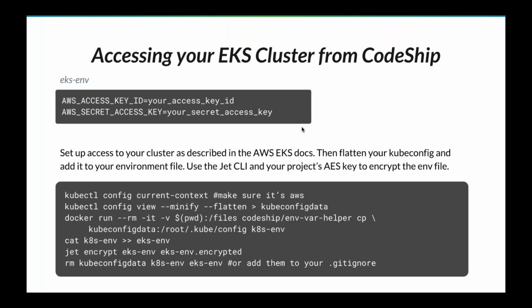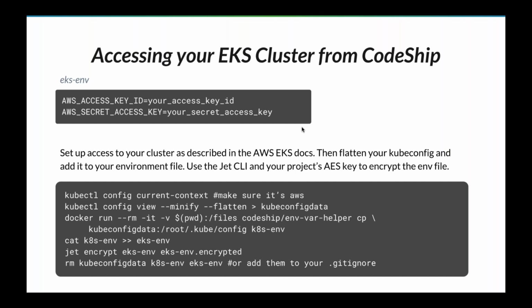There are a couple of steps to do that. It is pretty straightforward and easy to script if you have to do it a bunch of times, but I recommend first checking the current context to make sure that it's AWS, to make sure that you're using the config from your EKS cluster and maybe not a different cluster. Once you do that, you can take the output of kubectl config view, pass in minify and flatten to make it a little bit more manageable, and just save that to some arbitrary intermediate file that I happen to call kubeconfig_data in this example.